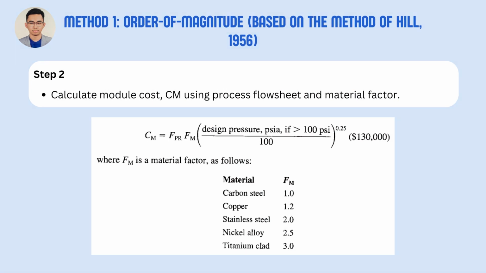It is for purchasing, delivering, and setting in place each major piece of equipment, such as gas compressors and blowers. For this calculation, it is required to use the material factor. So the listed values are for different materials.